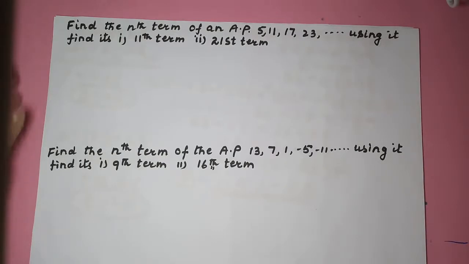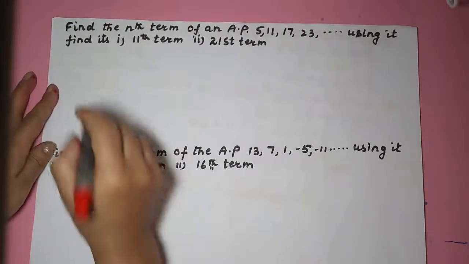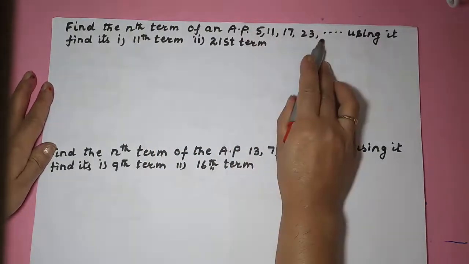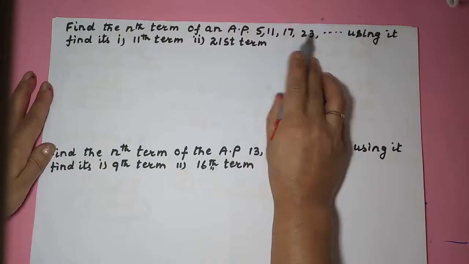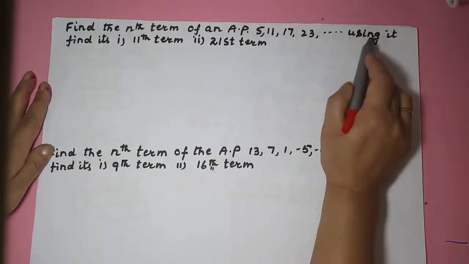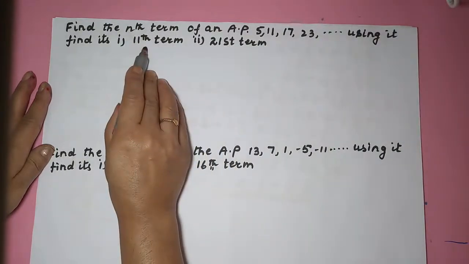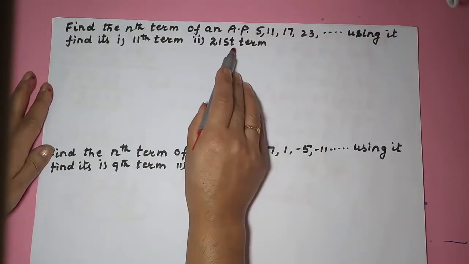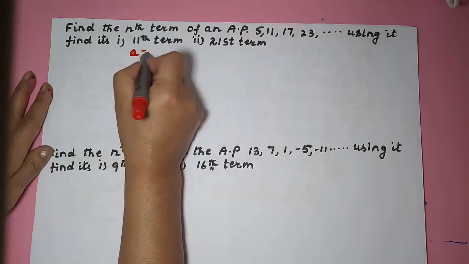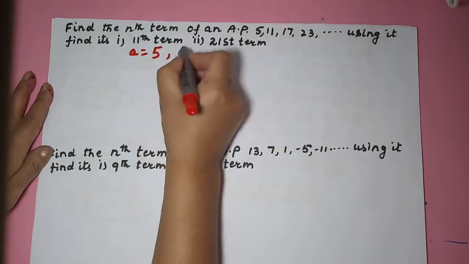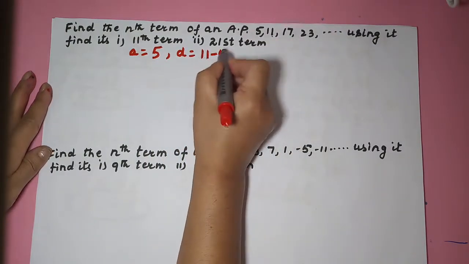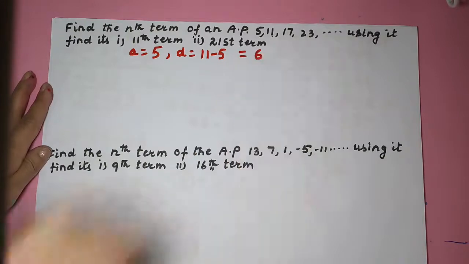Okay. Now another one. He wants me to find the nth term of an AP. Right? The series is given, and this time it's confirmed that this is in AP. After that, using that nth term, I have to find the 11th term and then the 21st term. Fine. So let me find out what A is. I require A in this. And what is D? D is 11 minus 5, T2 minus T1. So that is 6. Fine.